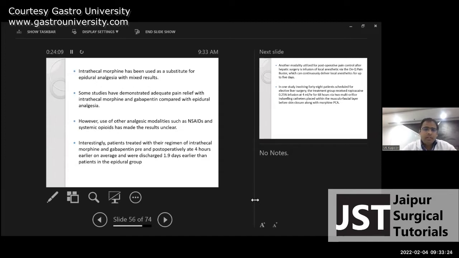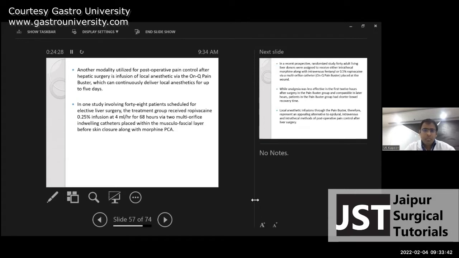However, another analgesic modality like NSAID or systemic opioids has made this result unclear. Interestingly, the patients treated with a regimen of intrathecal morphine and gabapentin pre- and post-operatively were discharged 4 hours earlier on average, but 2 days earlier than patients in the epidural group. Another modality utilized for post-operative pain control after hepatic surgery is infusion of local anesthetic via the On-Q pump.